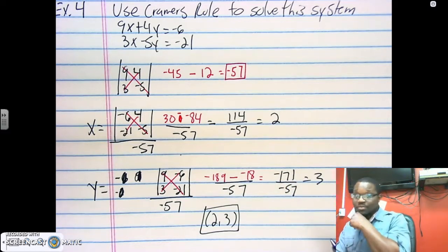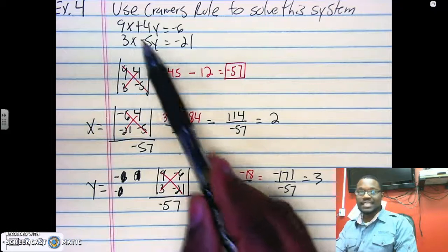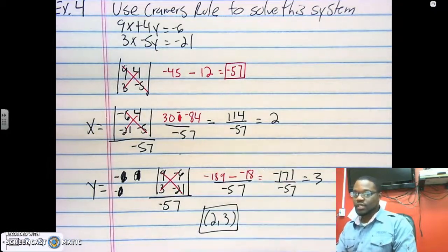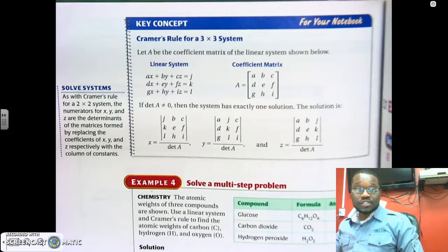So what actually happens is I didn't have to do substitution. I didn't have to do elimination. I was able to find out where these 2 lines intersect using Cramer's rule, which uses matrix multiplication and determinants. Now you may have to pause this because it's going to cut off, but this is what you would do for a 3x3 system.